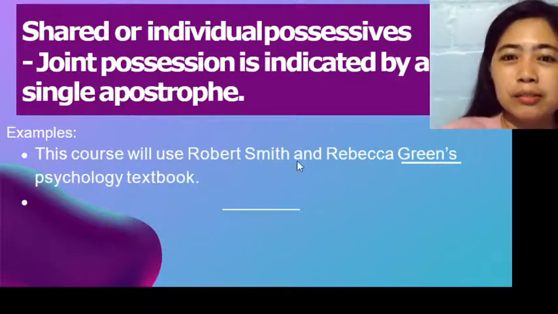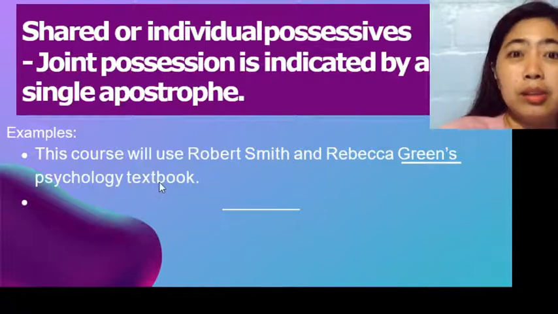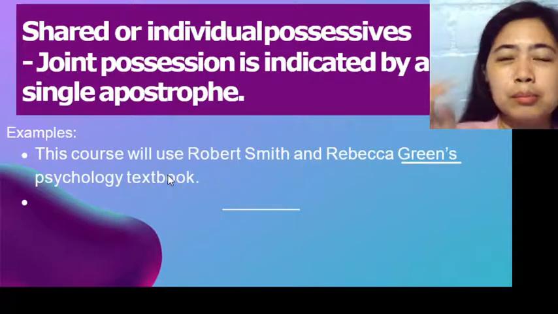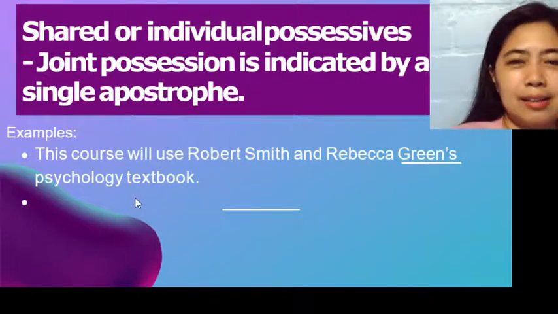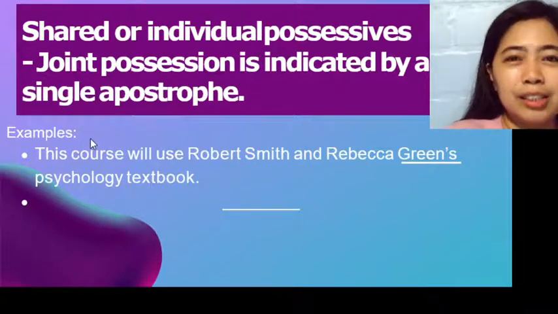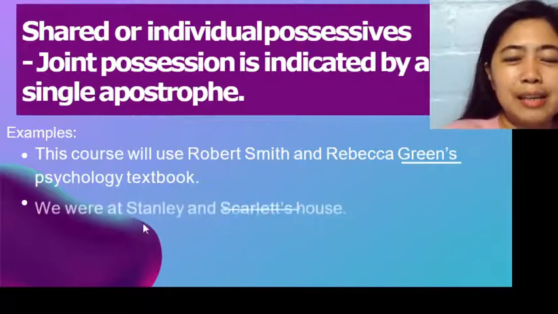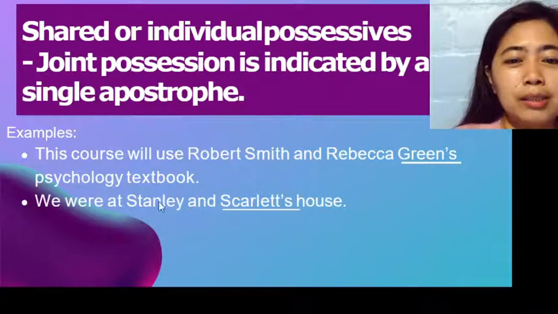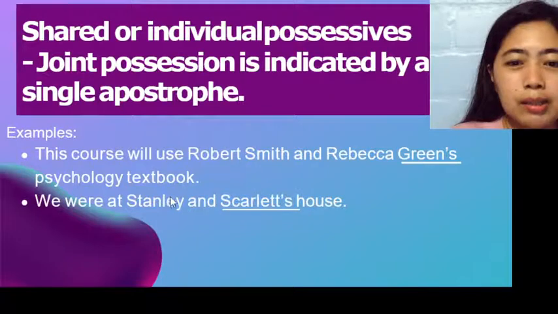Two persons are involved, but it belongs to them together. They combine one book but two authors, just like that. So it's still joint possession, like a couple having a joint account, so it's counted as one. Another example here: We were at Stanley and Scarlett's house. This means the house is owned by Scarlett and Stanley. So that's what it means.